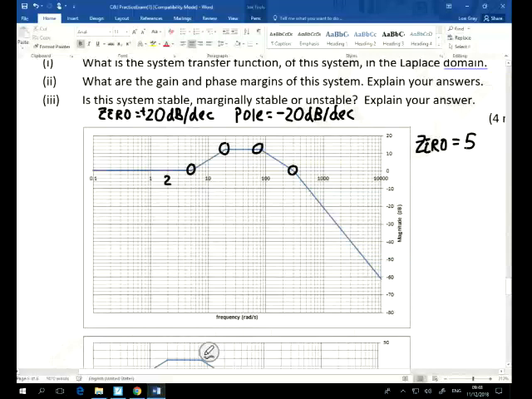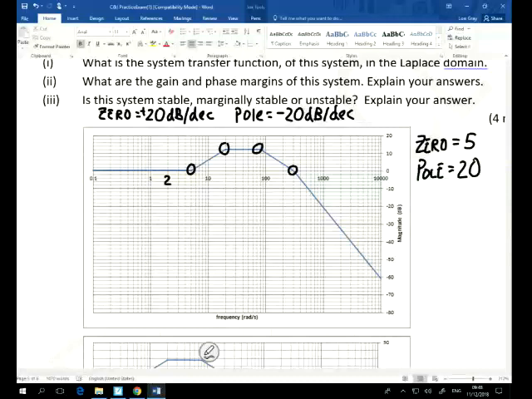The next one, it's been going up and then it flattens, so what do you think that would be? That's obviously a pole, because a pole brings it down. Why is it a pole if it makes it fall 20 dB per decade? That's not falling at all. Because it's a cumulative effect. Because it was rising, the pole is going to flatten it. This would carry on rising if there wasn't a pole there. So when you add a 20 dB per decade drop, it just cancels out the 20 dB per decade rise.